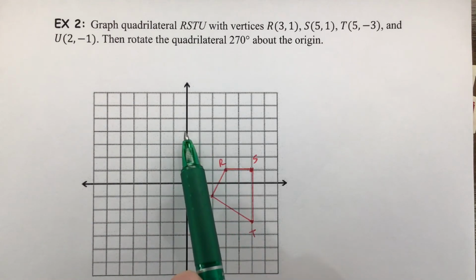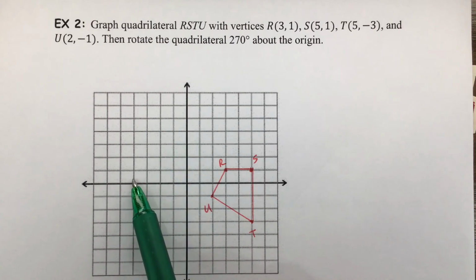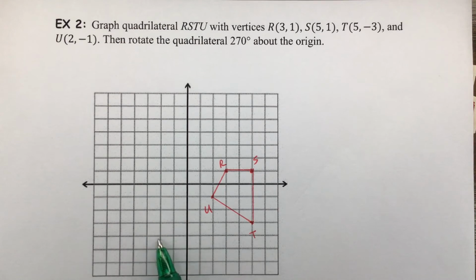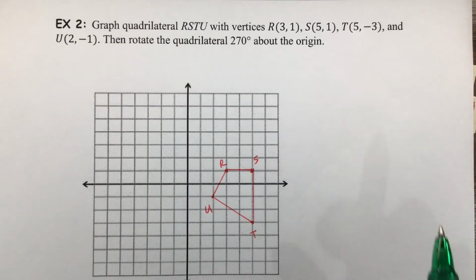Okay, 1/4 turn is going to get it here. 2/4 turns is going to get it here. 3/4 turns is going to get it here. So we know that the figure is going to end up on top of the bottom side of the y-axis. So start plotting points, keep that in mind.